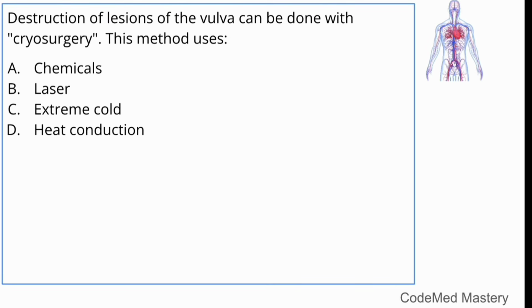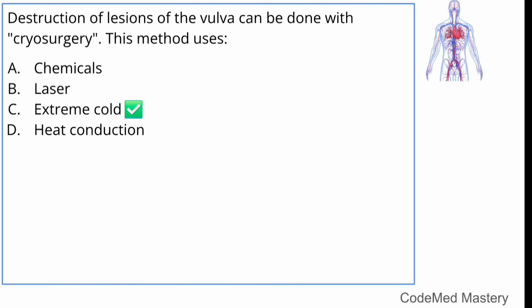Next question. Destruction of lesions of the vulva can be done with cryosurgery. This method uses option A, chemicals, option B, laser, option C, extreme cold and option D, heat conduction. So here they are asking what the method cryosurgery uses. Chemicals, laser, extreme cold or heat conduction. The right answer is option C, extreme cold.